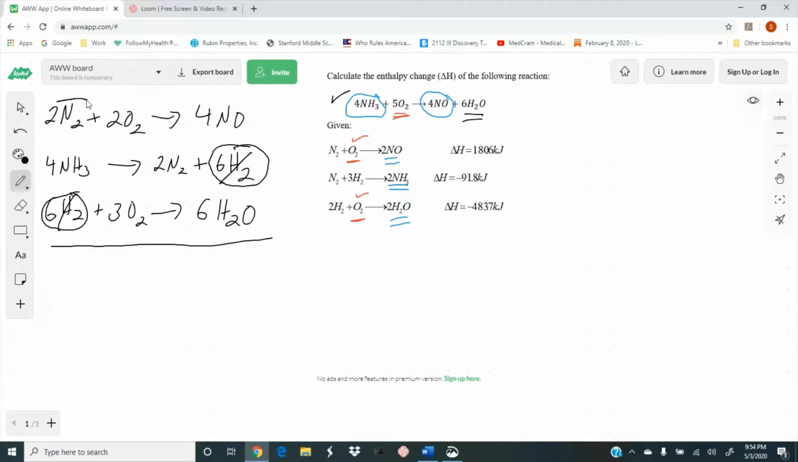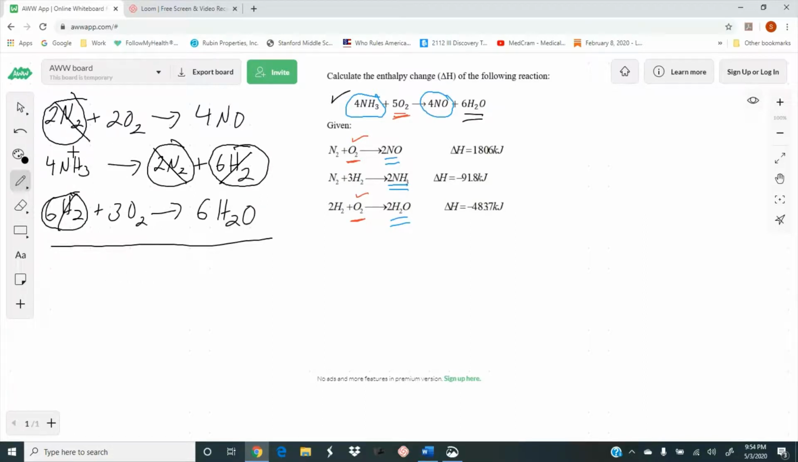Also with the N2s, these 2 N2s are on the opposite side of the 2 N2s over here. These guys would be on the right side of the arrow. These guys would be on the left side of the arrow when we add them all down here. So I'm going to go ahead and cancel those guys. We're not going to have to worry about those. Now I put everything left. I'm going to write that down.